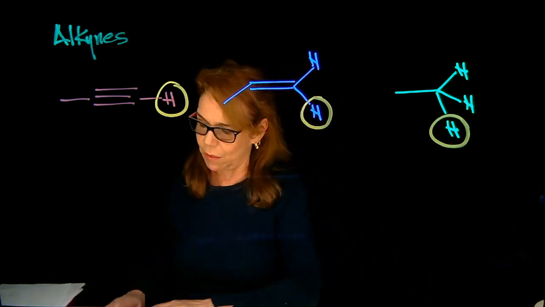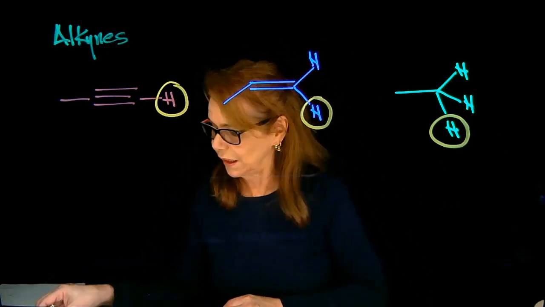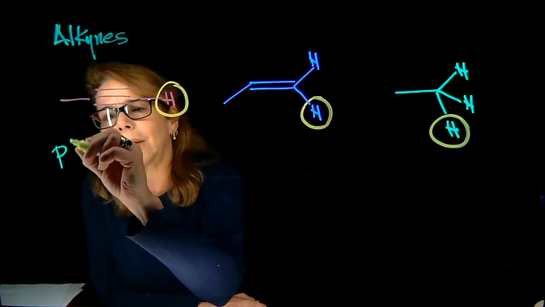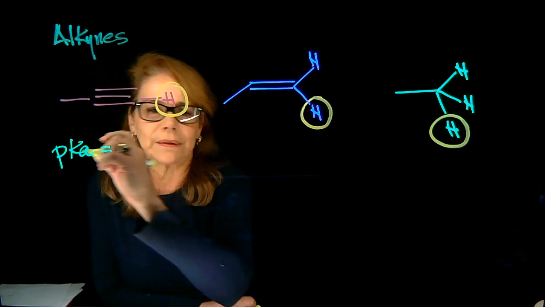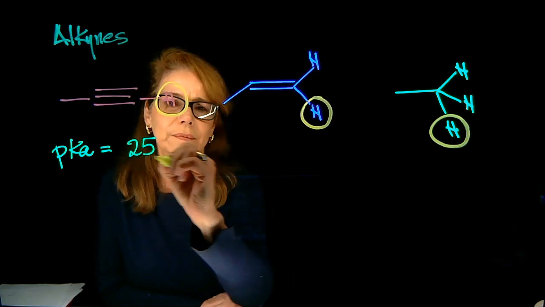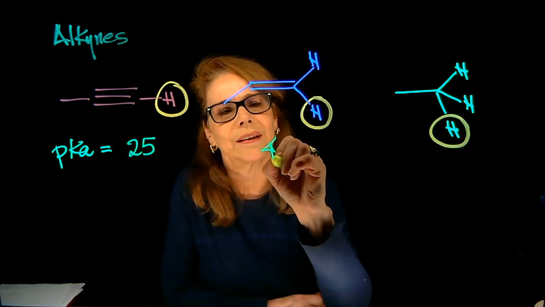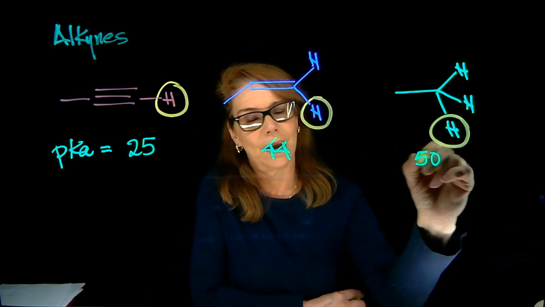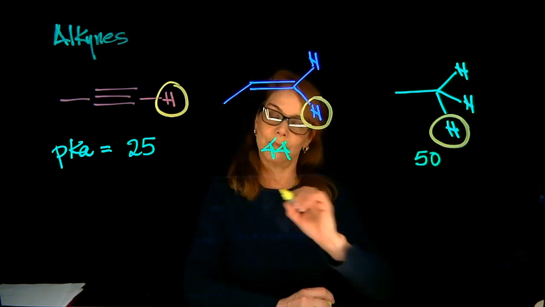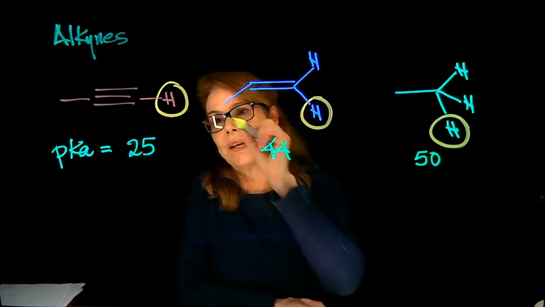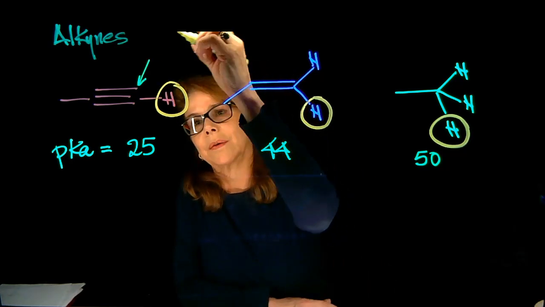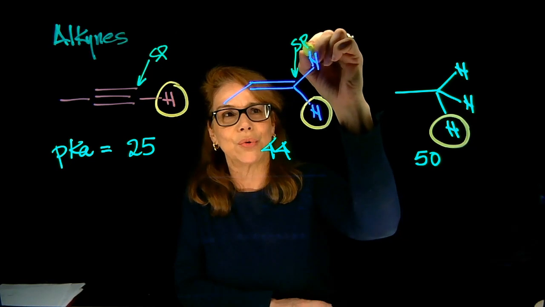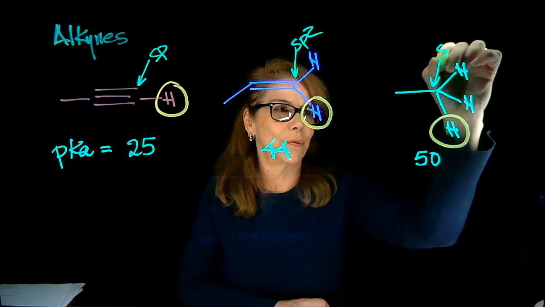So what do we know about the pKa's of these compounds. So the pKa of alkynes, terminal alkynes, is 25. The pKa for an alkene is 44, and that of alkanes is 50. That has to do mostly with the hybridization of the carbon here. This is sp. This carbon is sp2, and this sp3.